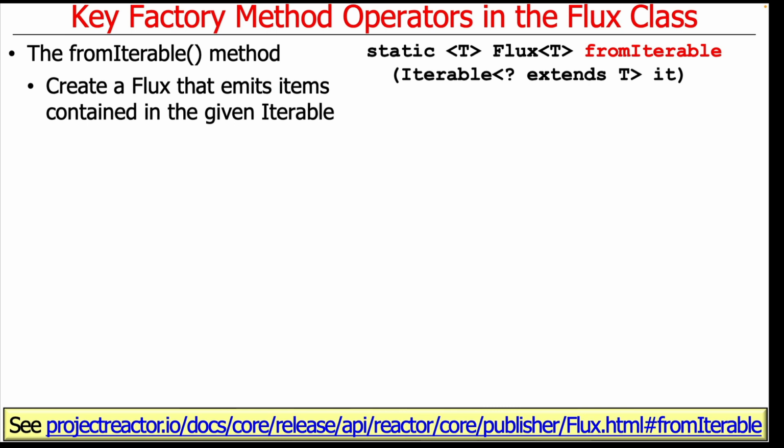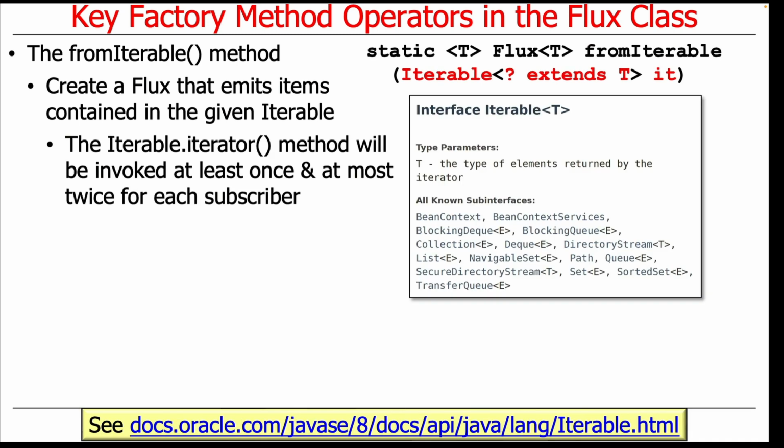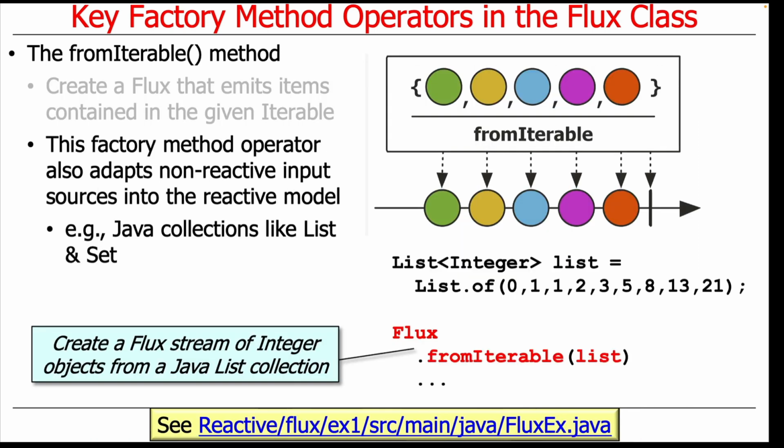Let's talk about another method, the fromIterable method. This is used to create a flux that emits items contained in a given iterable. What's an iterable, you may ask? Well, an iterable is basically something that implements the iterable interface. And there's a lot of things that implement the iterable interface in Java. So things like lists and sets and other kinds of collections. And here's an example. So here we have a list of integers, and then we can say flux fromIterable and give it a list. And that'll create a flux stream of integer objects from the given list collection.